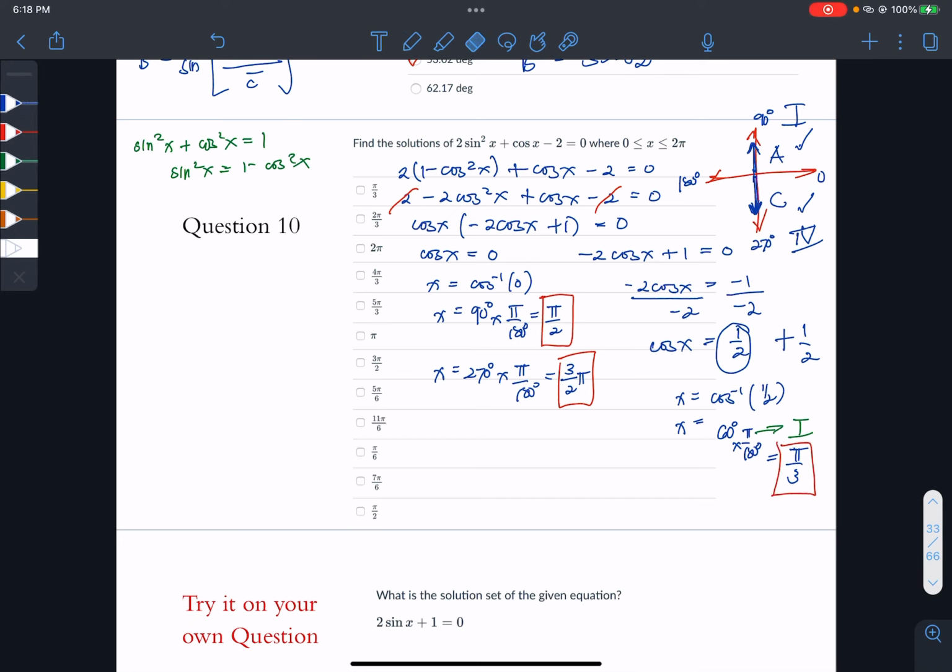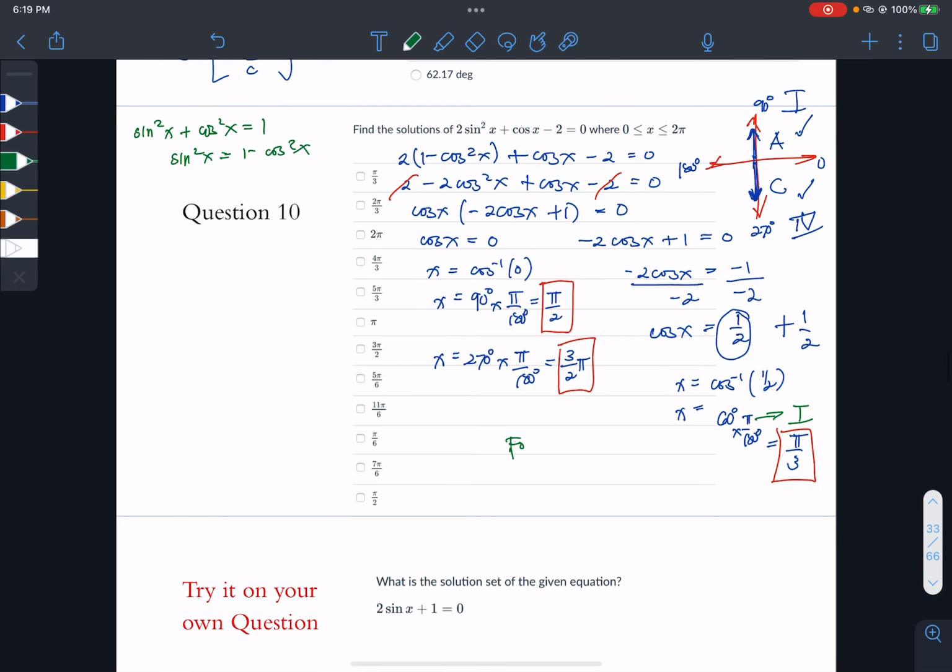Kaya lang sabi natin, meron siya sa fourth quadrant din, di ba? So, for quadrant 4, ang formula natin sa x natin yan would be 360 minus theta. So, 360 minus 60 is 300. So, times pi all over 180. So, 300 over 180. That is 5 pi all over 3.